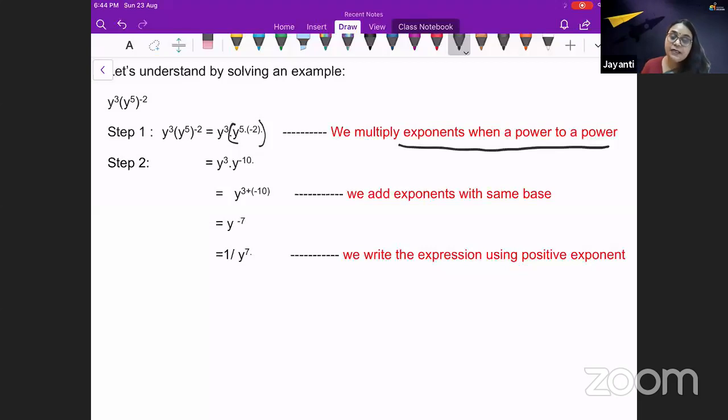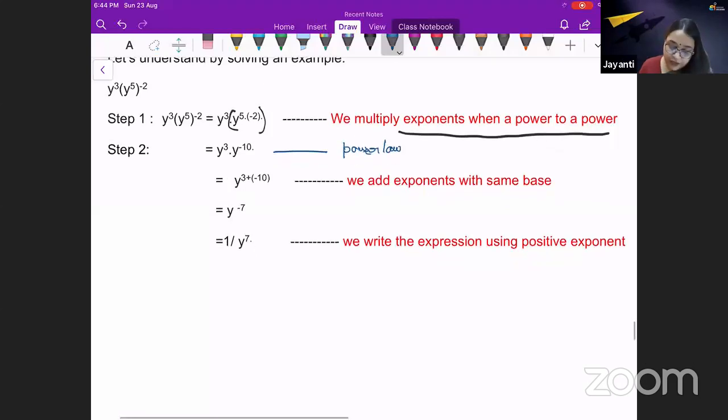What rule did we apply here? We have learned rules, right? What rule did we apply in this step? I'm opening the chat. Please put in if you remember which rule we applied. Power law. I see people putting power law. Yes, that is the power law. Very right. Good one, Rohit.